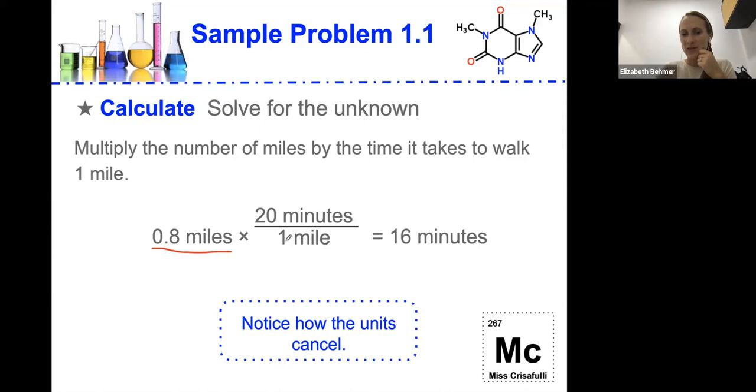And notice how the units cancel. We're multiplying 0.8 miles times 20 minutes per mile. The miles cancel each other out, and we're left with the unknown, which is what we want, the number of minutes. So it will take us 16 minutes to walk 8 blocks, which is 0.8 miles.